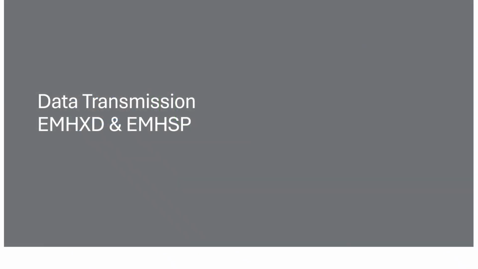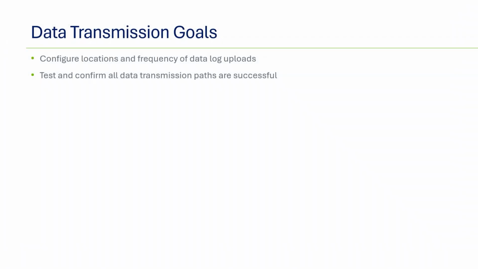In this section, we'll look at the system's data transmission settings that allow the EMH to send data to external systems. There are two primary data transmission goals. 1. Configure the upload channels and frequency of data log updates. 2. Test and confirm that all active data transmission paths are successfully uploading data.